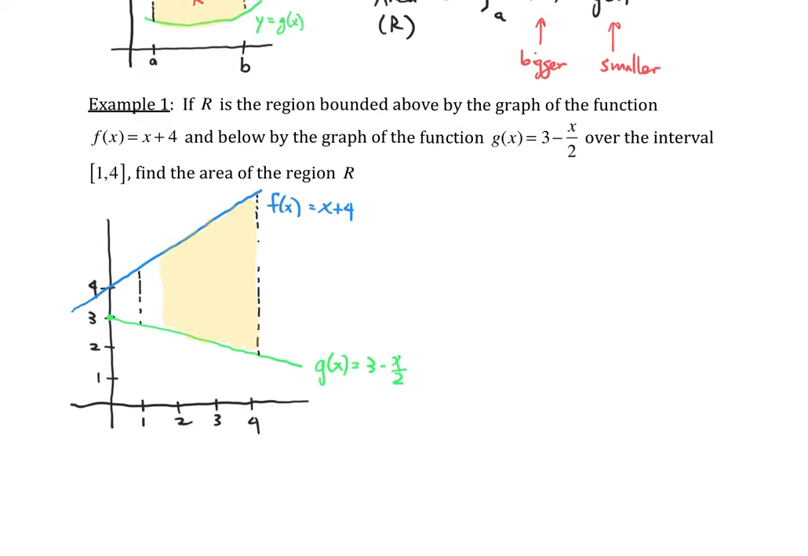So this situation exactly mirrors the situation described in our theorem up above. So our area is going to be the integral from 1 to 4. The bigger function is x plus 4, so I'll put that function there. And the smaller function is 3 minus x over 2. And we're going to integrate with respect to x, so I put a dx like this.